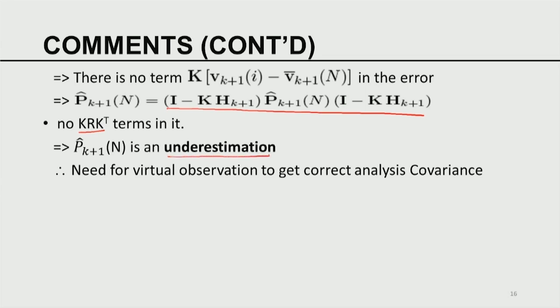This lack of K or KT term in it leads to underestimation. If the analysis covariance is underestimated, the forecast covariance is also underestimated, because forecast covariance depends on the analysis covariance. That is the reason why we use virtual observations, to be able to make up for this deficiency resulting in underestimation.